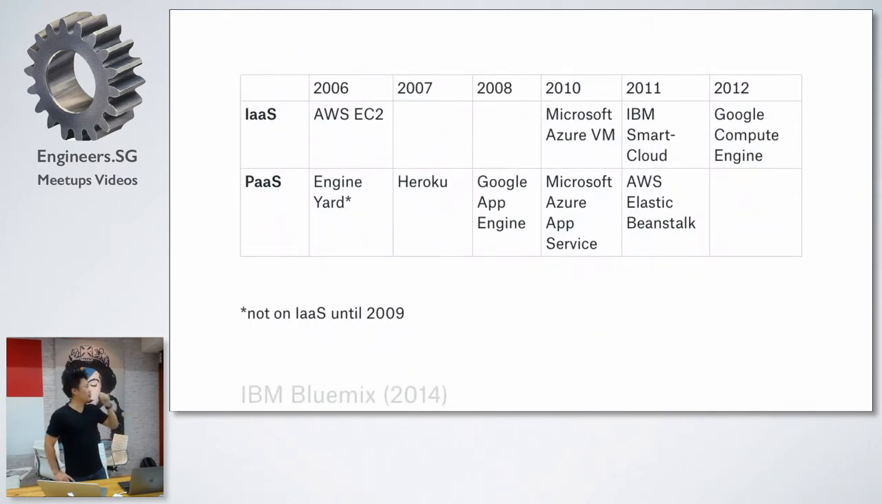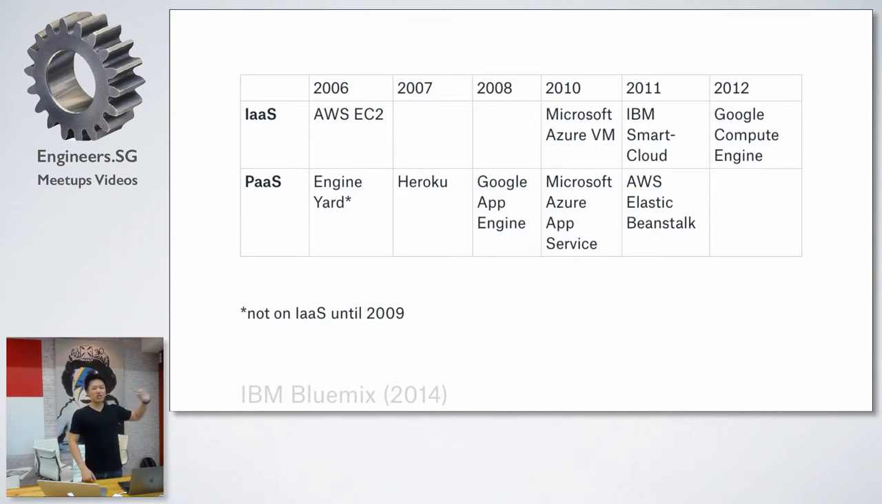This is a rough timeline. Heroku was not the first PaaS. There was one called Engine Yard, which was trying to solve the exact same problem that I described for Heroku, which is, someone somewhere wants to host Rails code. Where do they do it?